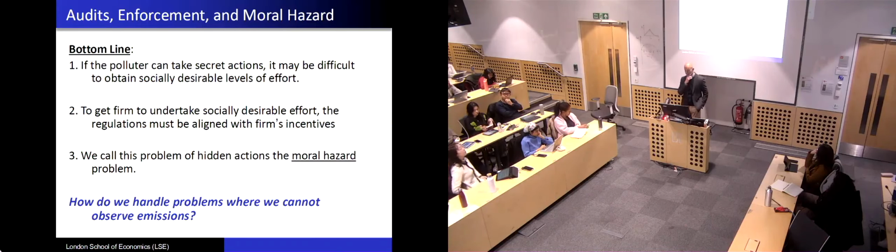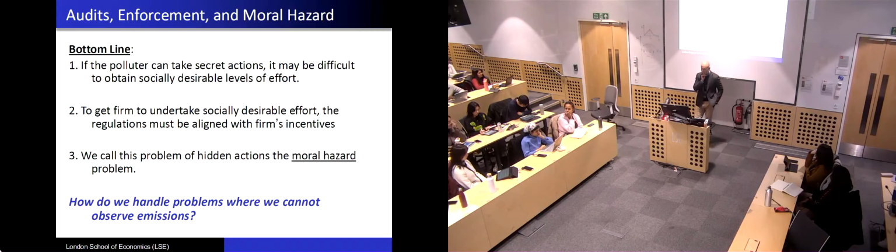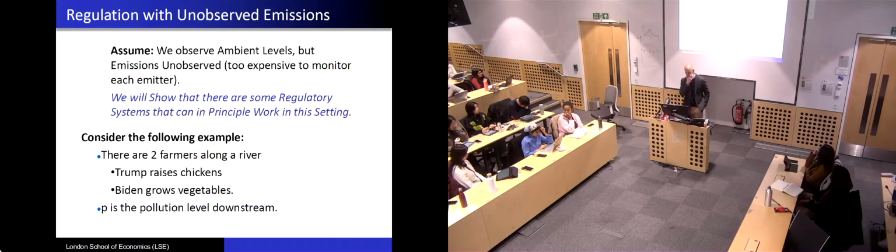If a polluter can take secret action, it may be difficult to obtain a socially desirable level of effort. To get a firm to undertake socially desirable effort, the regulation must be aligned with the firm's incentive. We call this problem hidden action, the moral hazard problem. How do we handle problems where we cannot observe emission perfectly, like we do here? Okay, so let's look at the following example.